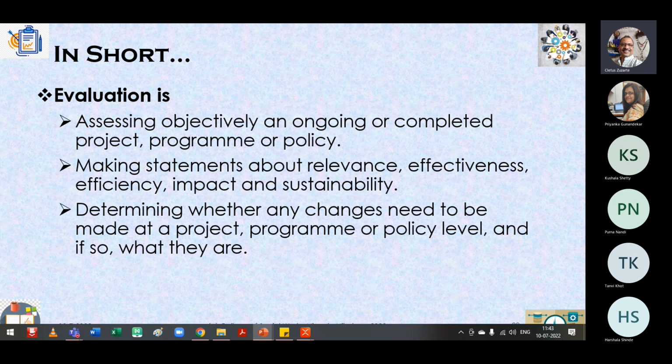What is the kind of strategy that we need to use? What is the policy change that we need to put into place so that there is an effective delivery of that project? For example, if you're working with adolescent girls, is there a need to make a change in the approach? Is there a need to change policy? And how will you get relevant stakeholders involved in order to make that policy change? This is something that evaluation will bring about.